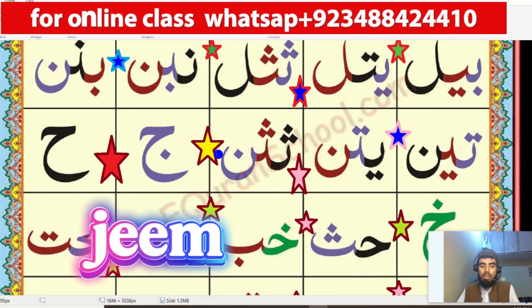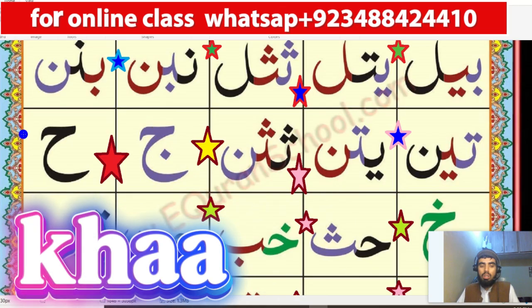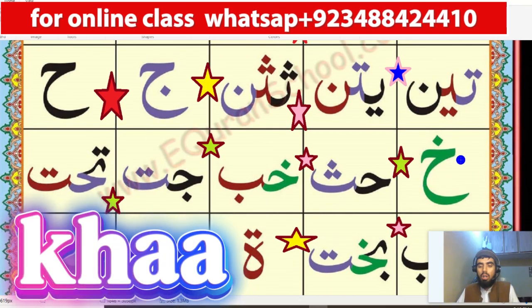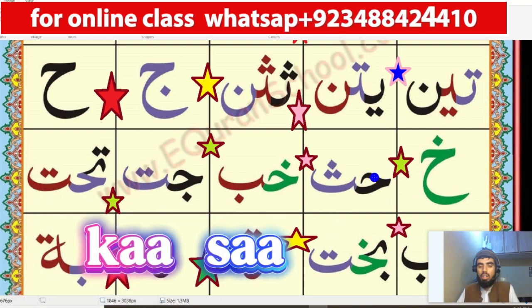After then jim, the jim letter has one dot in the middle. After then ha, that is normally ha, and you read like this, ha, and the ha letter without dot. After this ha, that is bold ha, you read with hardly like this ha. That is ha letter and the ha letter has one dot on the top, and every one of the green letters is a bold sound. After this ha sa, the ha letter without dot and the sa letter has three dots on the top.